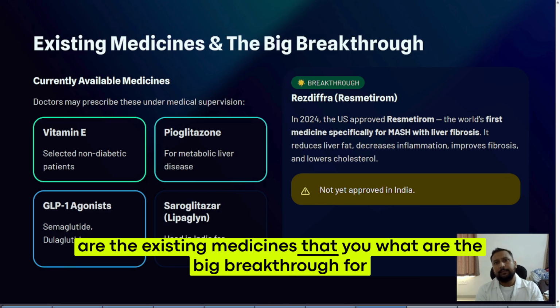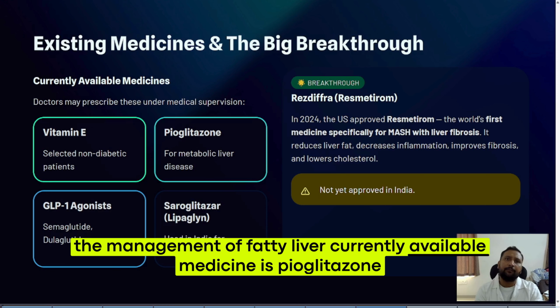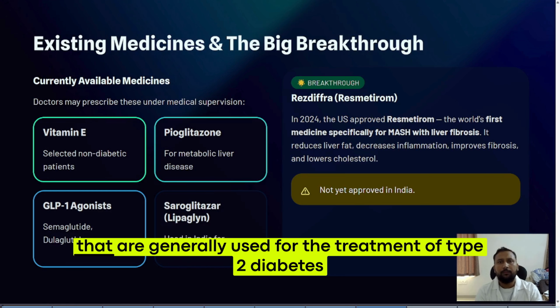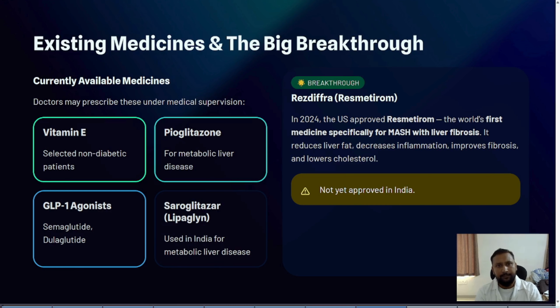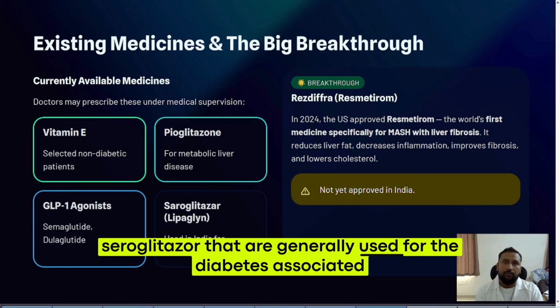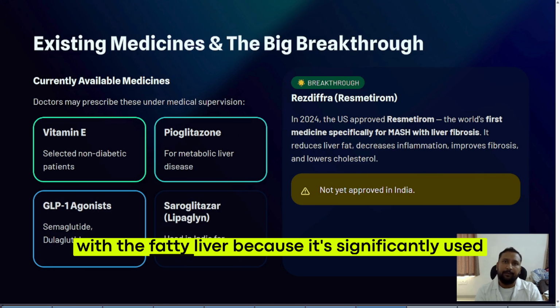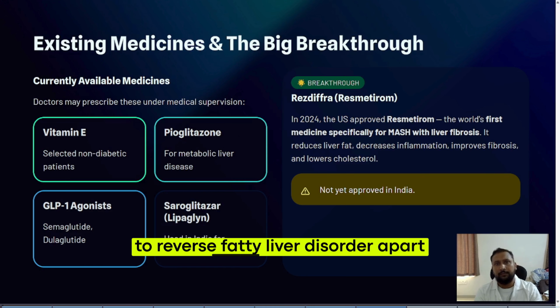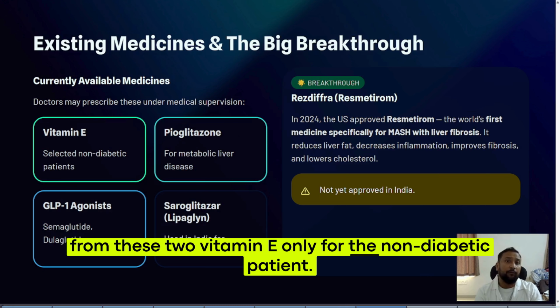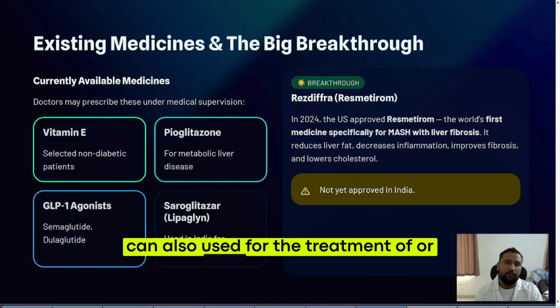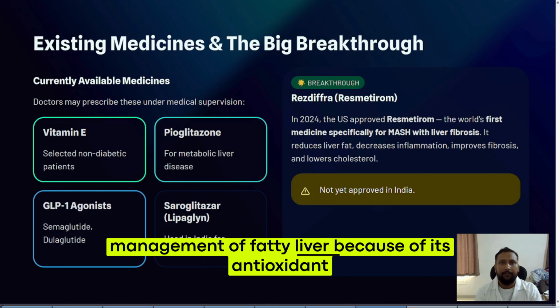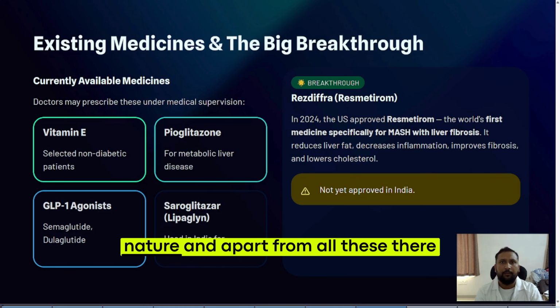What are the existing medicines and what are the big breakthroughs for the management of fatty liver? Currently available medicine is pioglitazone, which is generally used for the treatment of type 2 diabetes, and saroglitazar, which is generally used for diabetes associated with fatty liver because it is significantly used to reverse fatty liver disorder. Apart from these two, vitamin E, only for non-diabetic patients, can also be used for the management of fatty liver because of its antioxidant nature.